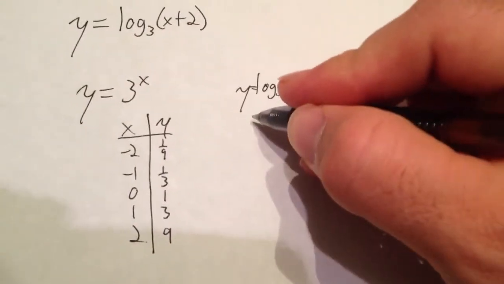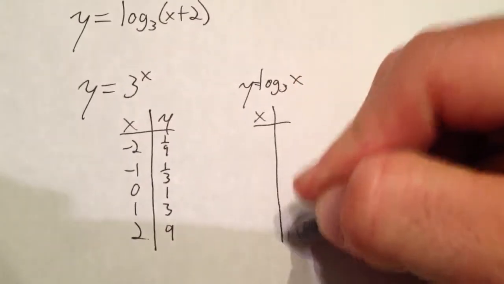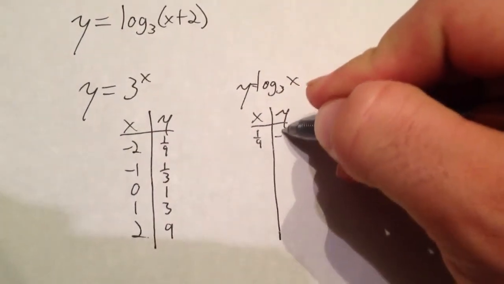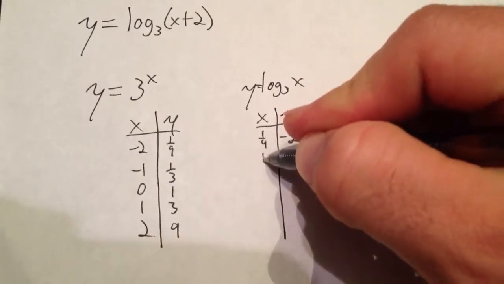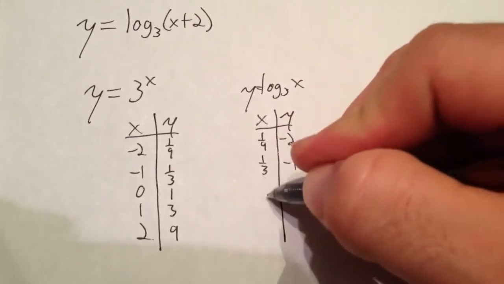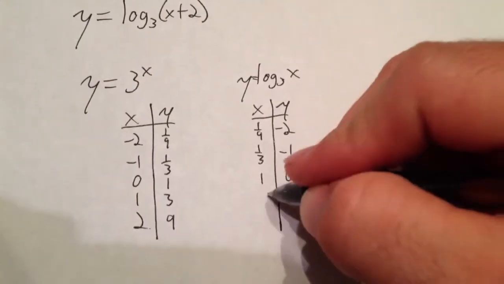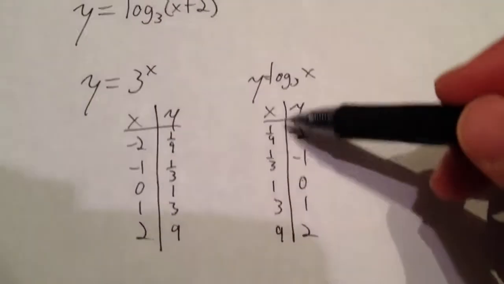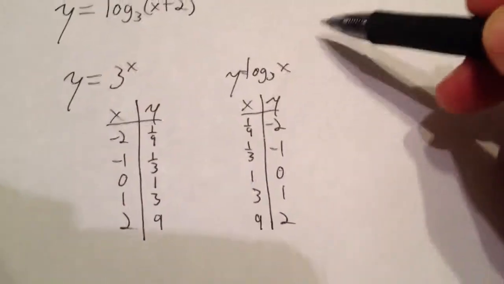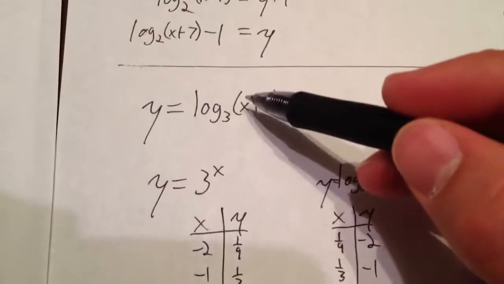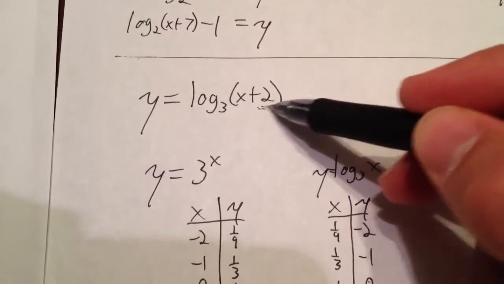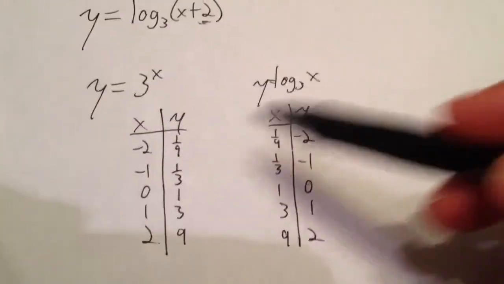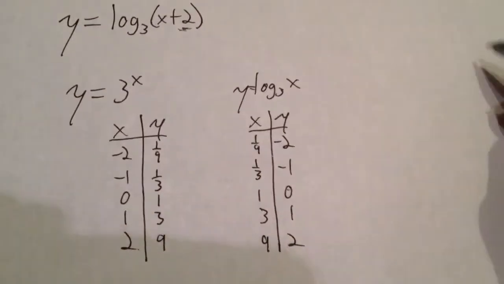My inverse would be just taking the x's and the y's and switching them. So 1/9, -2, 1/3, -1, 1, 0, 3, 1, and 9, 2. It would be a whole lot harder for me to find these values to plug into this or into this one with the +2. And we'll talk about the +2 in just a second. So this is easier to plug into, and then I can just switch to find my inverse.